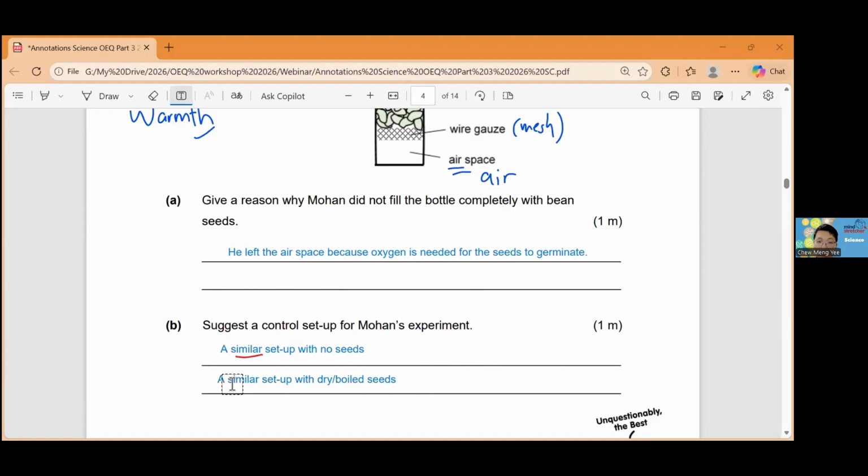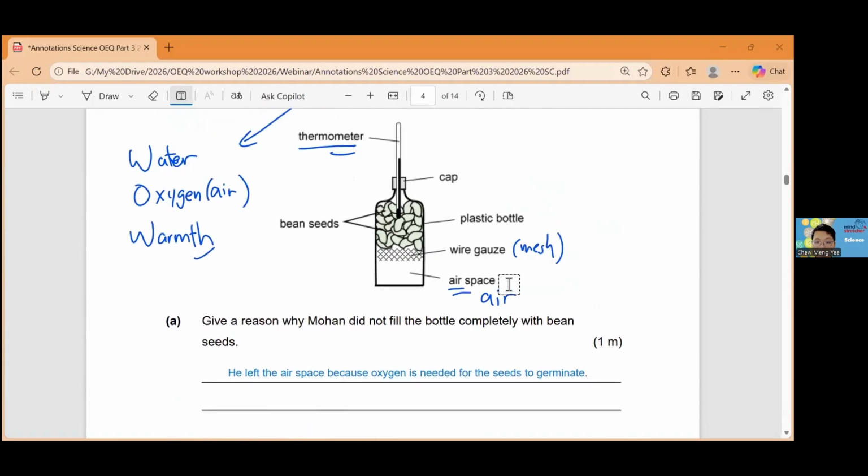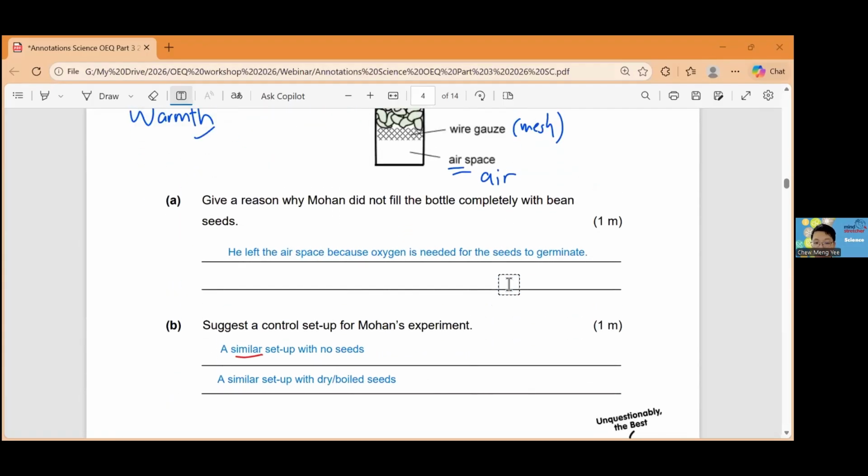Is the gauze still needed? Since we already mentioned that it's the same setup or similar setup, then we are assuming all the rest are there, except that the seeds are different, be it no seeds or boiled seeds or dry seeds. Okay? So we're assuming all the rest of the things are there, including the cap, the thermometer. We are not changing them. They should all be there. Okay?